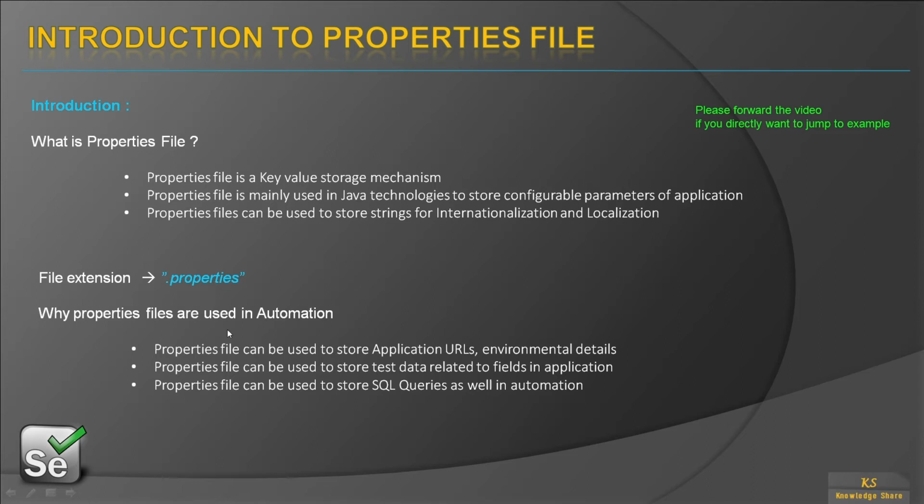And how and why are properties files used in automation? They can store your application URLs, environment details, DB details, and also the test data related to your application. If you want to store values like first name, last name and date of birth, which are frequently used, then you can use this properties file to store your test data related to the application fields. And most importantly, these properties files are used to store SQL queries. Most people use properties files to store their SQL queries.